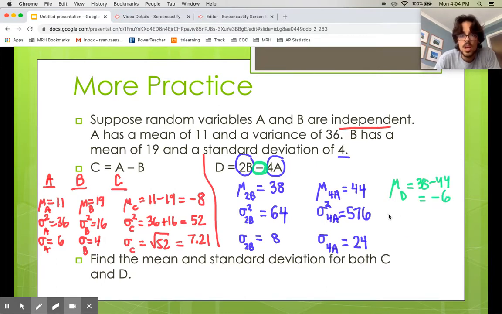Okay. Variance comes next. Even though I am subtracting, I'm going to go ahead and add my 2 variances together. So I have to do 64 and 576, which is 640, it looks like. And then I have to take the square root of 640 to get my final answer, which is 25.30 if I round it.